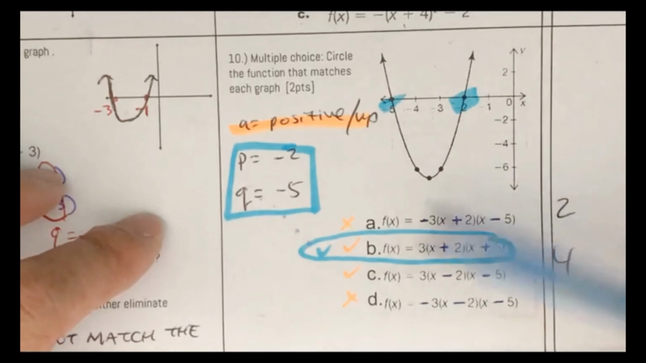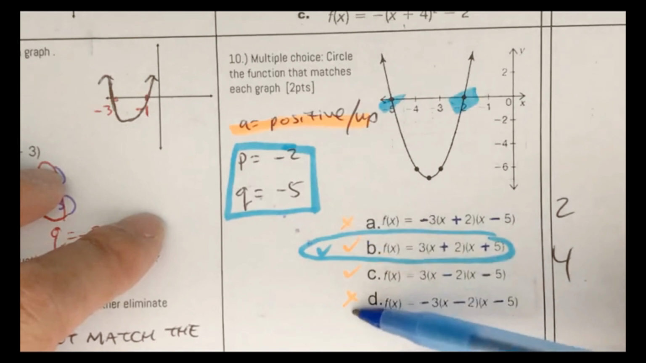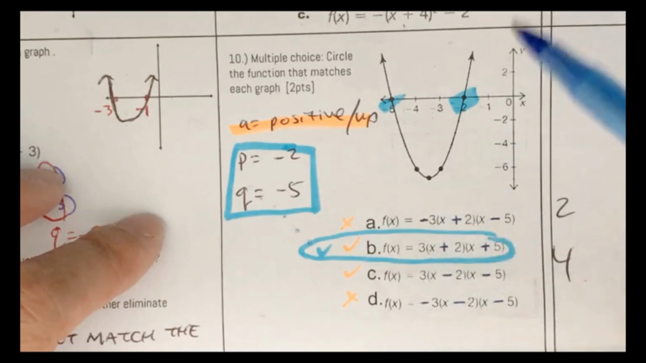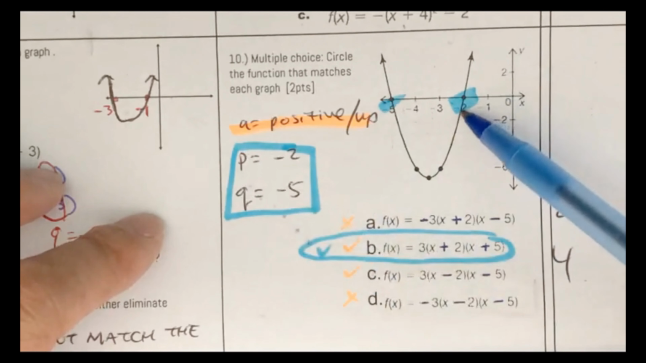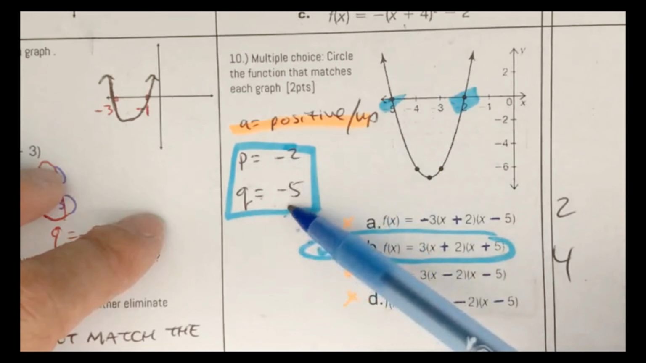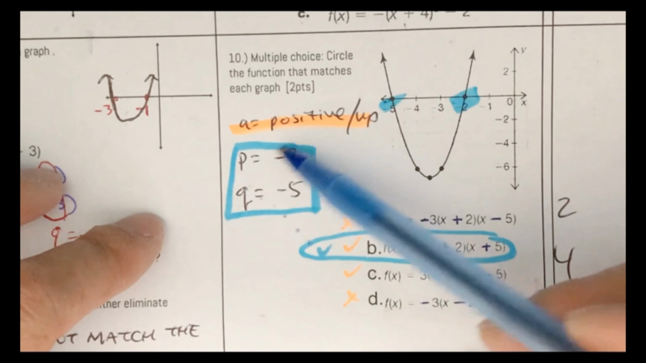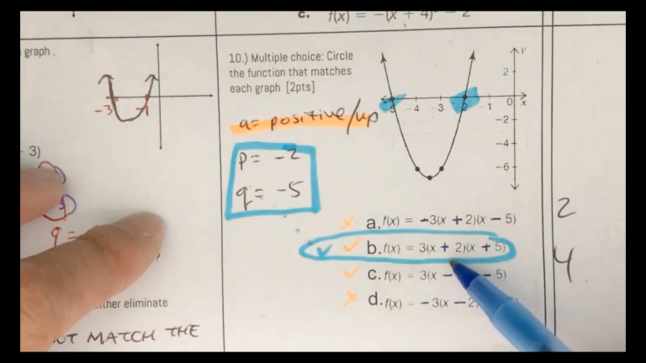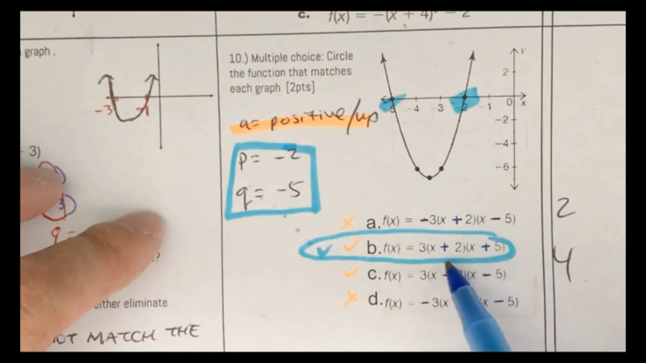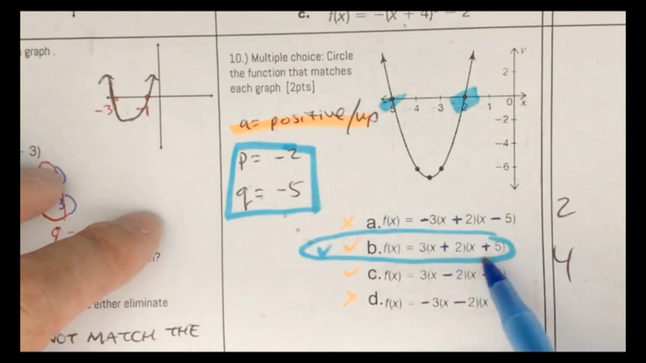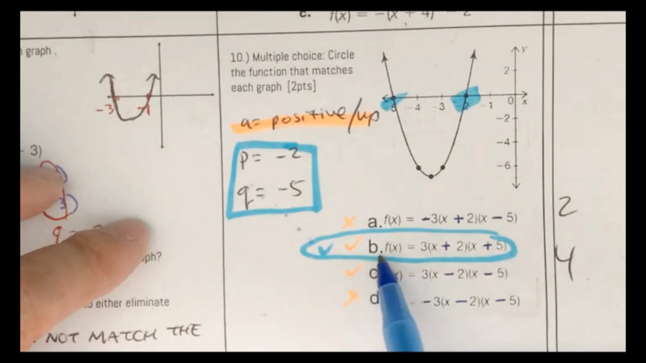And I eliminated those that are negative in my X's and checked that they are positive. Now my P and my Q values are negatives. So how do you get a P-value that's negative and a Q-value that's negative? Well, if you open up your folder, you'll recognize that it does say P and Q are opposite of what you see. So opposite of 2 is negative 2. Opposite of positive 5 is negative 5. Therefore, the answer is B.